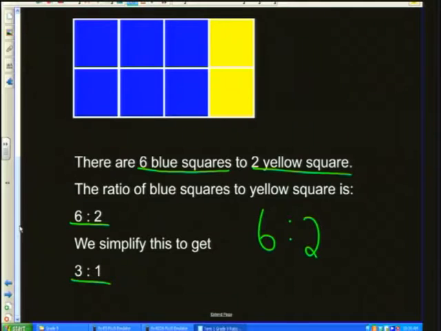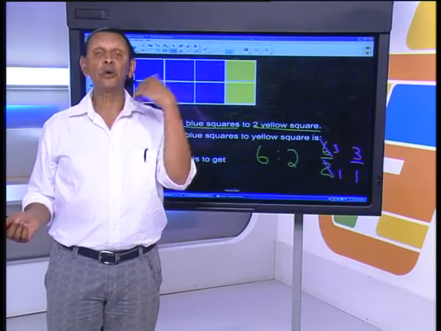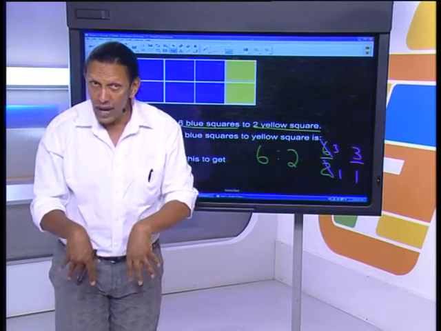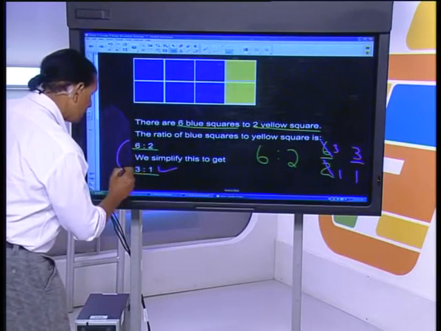6:2. If I simplify, remember it can be written as a fraction, right? As a fraction. And if I simplify, I can say 2 goes there once, goes there thrice. I have the fraction 3/1, which is the ratio 3:1. So ratios can be scaled down, 3:1. So that is scaled down.